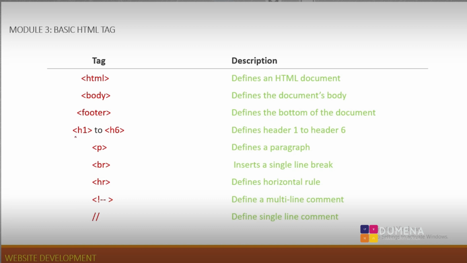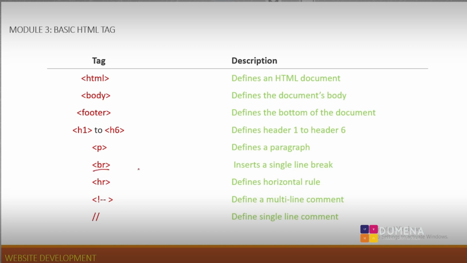We have the H1 to H6 tag here. This defines header 1 to header 6 on our HTML document. We have the P tag. The P tag simply defines a paragraph.